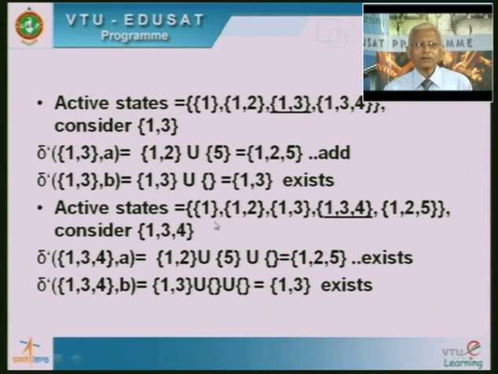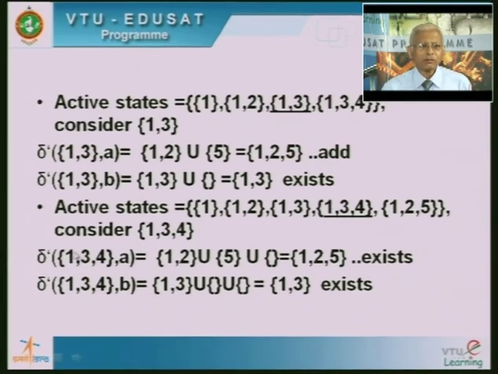So, so far you have considered {1}, {1,2}, {1,3}. Now, {1,3,4} you have to consider, this is also one of the states of the DFA, the deterministic finite automaton. Now, if you consider {1,3,4} on A and B, look at the diagram and write these things. 1 on A it will go to {1,2}. Then 3 on A it will go to 5 and 4 on A it will go to the empty set. Now, that will create {1,2,5} that exists already.